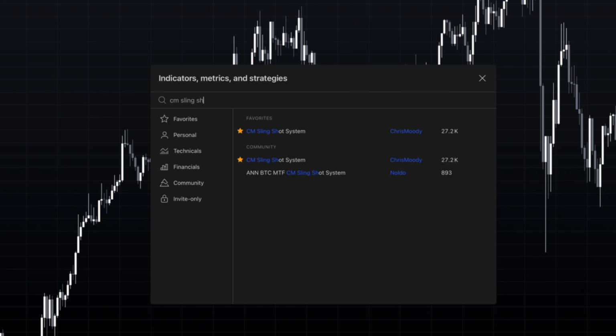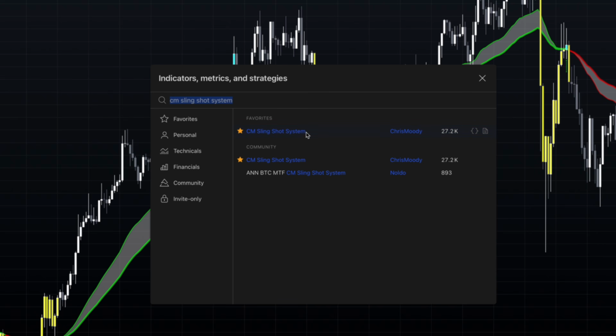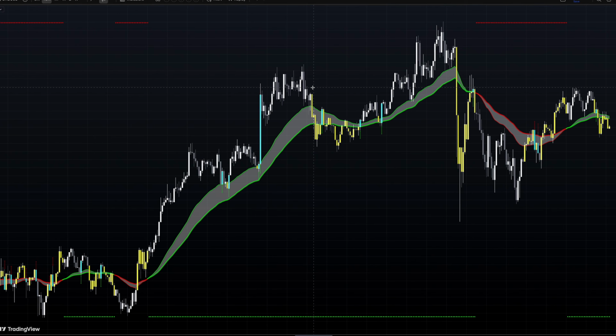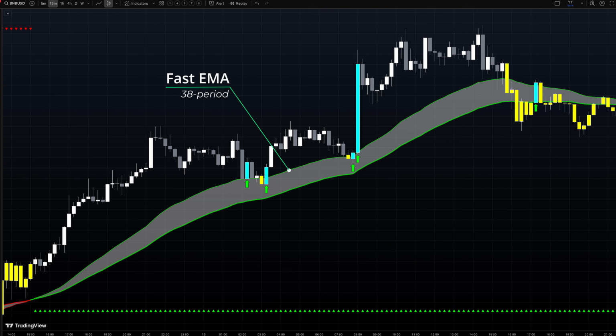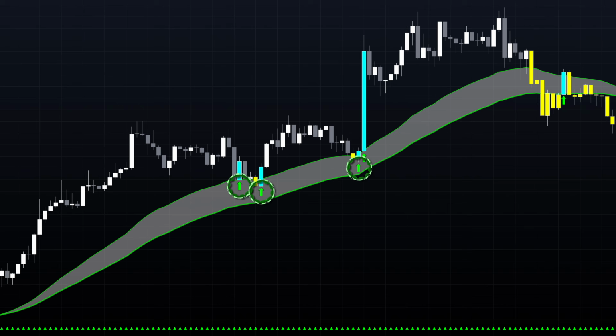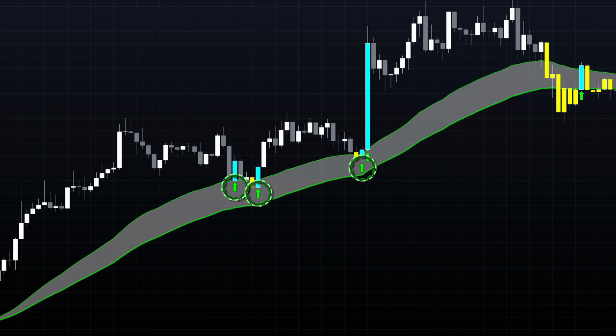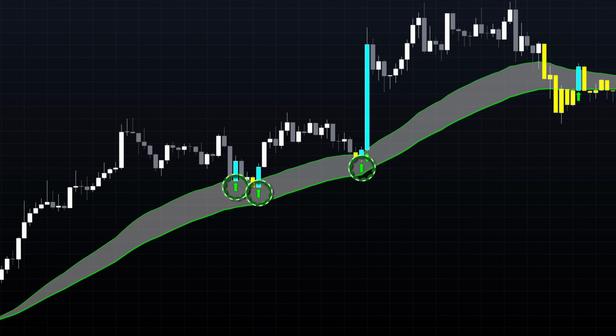Created by Chris Moody, the Slingshot system operates as a dual EMA trend-following methodology designed to keep traders aligned with market momentum while providing entry timing. The core mechanism uses a 38-period fast EMA and 62-period slow EMA to establish trend direction, with the system generating signals based on price behavior relative to these moving averages during pullbacks.